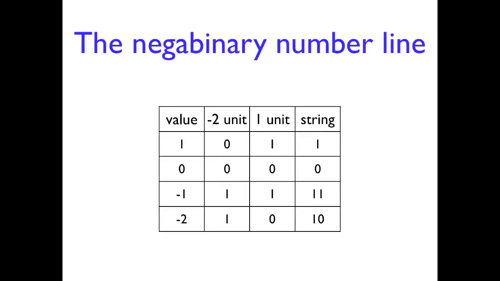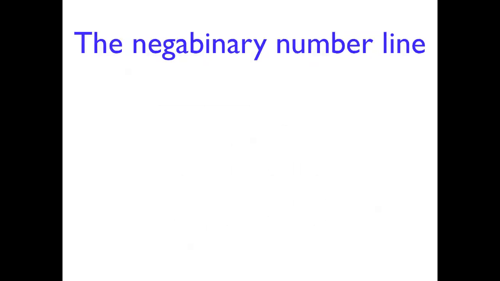Okay, the Negabinary number line. This is just the beginning. On the right-hand column are all the length 2 strings. Imagine there are prepended zeros for the top 2. Basically the values -2 through 1 can be represented by the strings 10, 11, 0, and 1. And so that's just to get us started at looking at this.